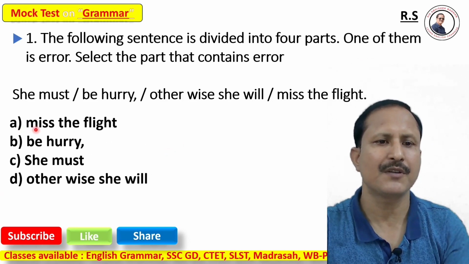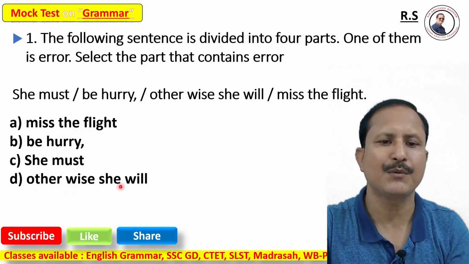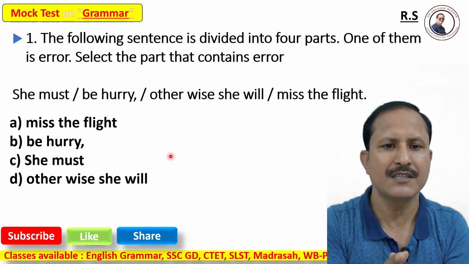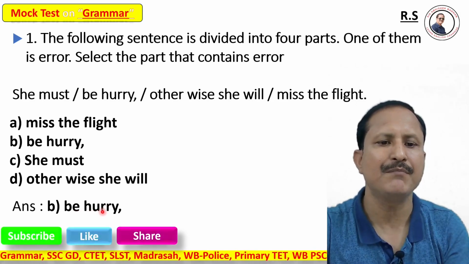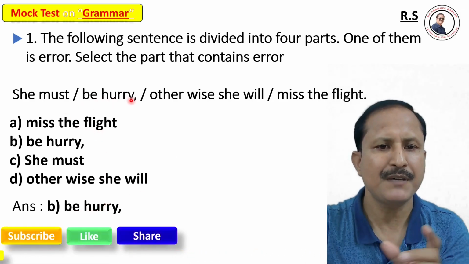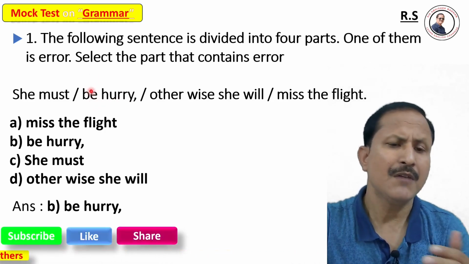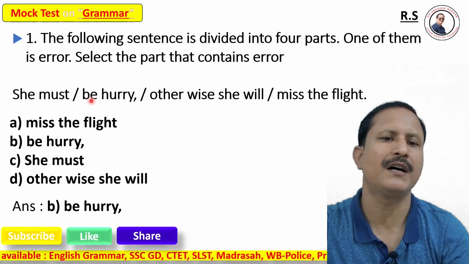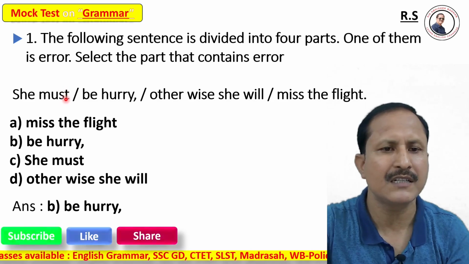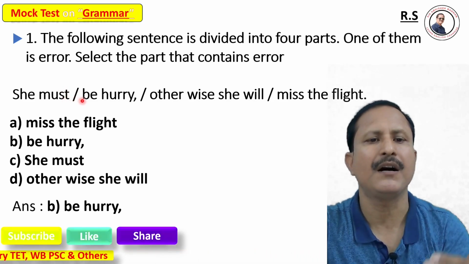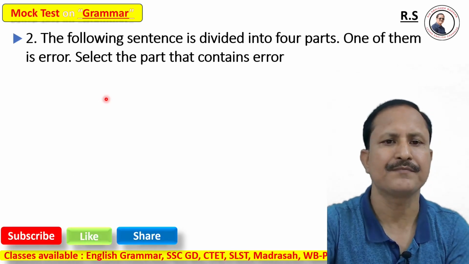Option A, miss the flight. Option B, be hurry. Option C, she must. Option D, otherwise she will. Here the correct answer, the part that contains the error, is option B, be hurry. Here, "she must be hurry." The be verb cannot be followed by a modal auxiliary. As "must" is a modal auxiliary, it cannot be preceded by be. So this is wrong.